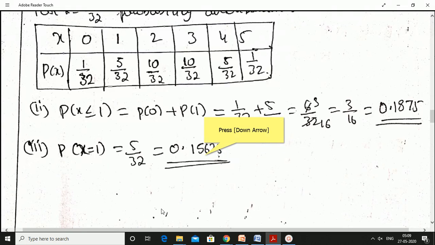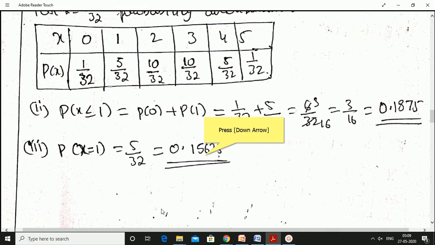Probability of x less than or equal to 1. Which are the values less than or equal to 1? 0 and 1. P of 0 plus P of 1: 1 by 32 plus 5 by 32, nothing but 6 by 32. 2 3s are 6, 2 16s are 32, so 3 by 16, nothing but 0.1875. Okay, this is the value. Always remember that a probability value is always between 0 and 1.